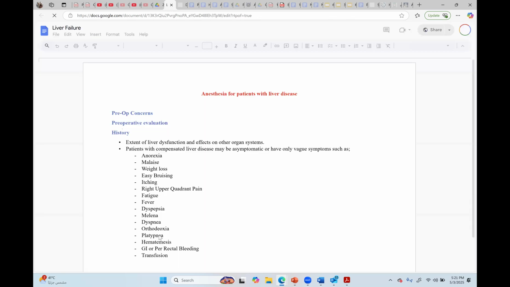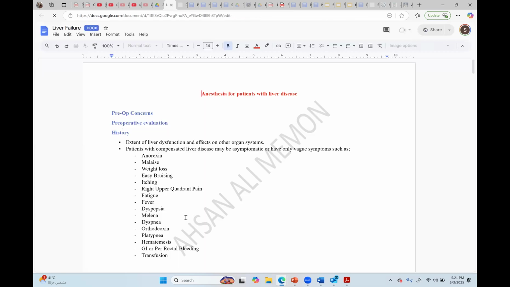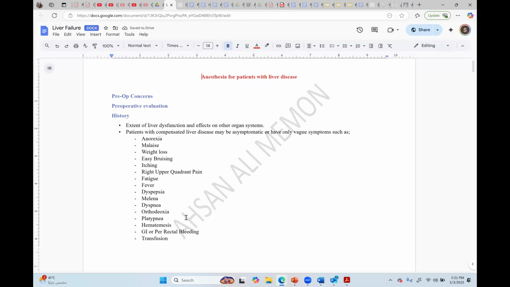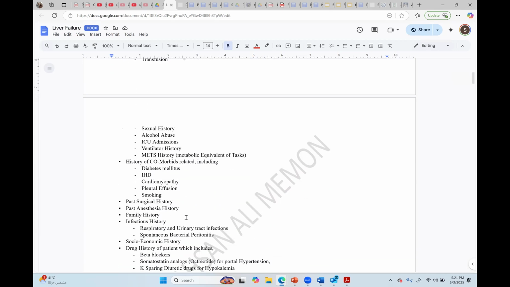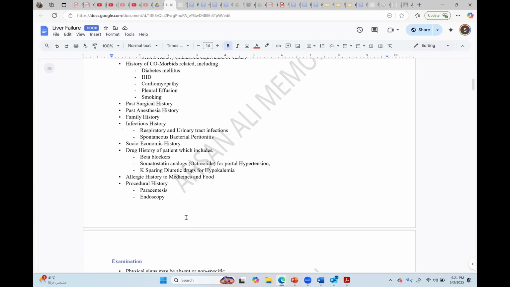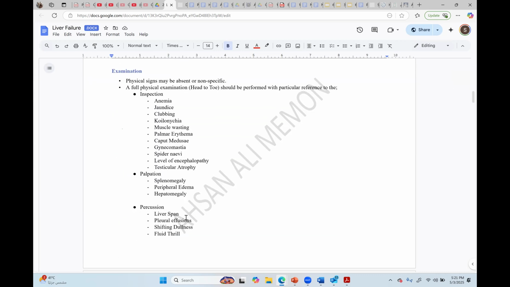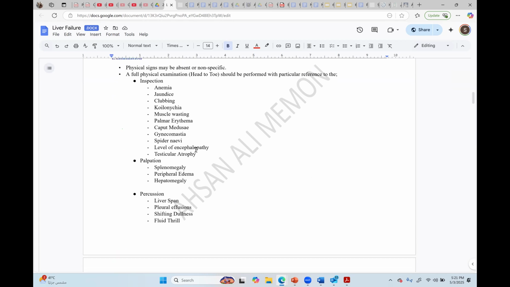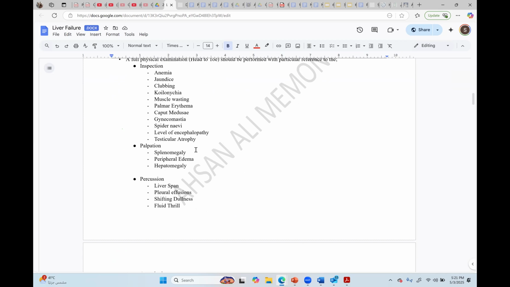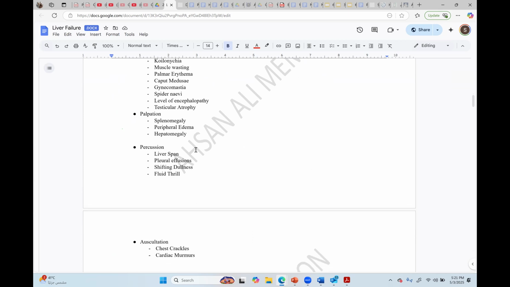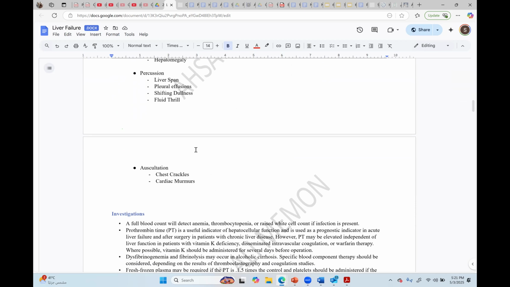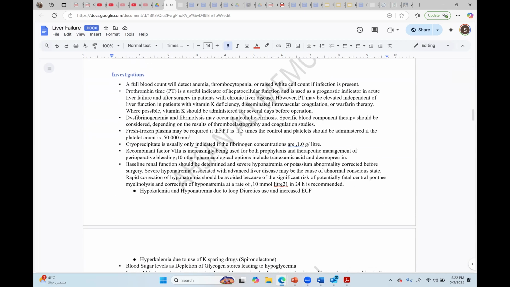This file I have discussed, I think. These are the clinical signs and symptoms we have discussed. In history, surgical history, beta blocker, examination, we discussed almost everything: anemia, jaundice, clubbing, muscle wasting, palmar erythema. Gynecomastia is also because of estrogen. And encephalopathy, testicular atrophy, splenomegaly, peripheral edema. These can all occur in patients with liver failure.